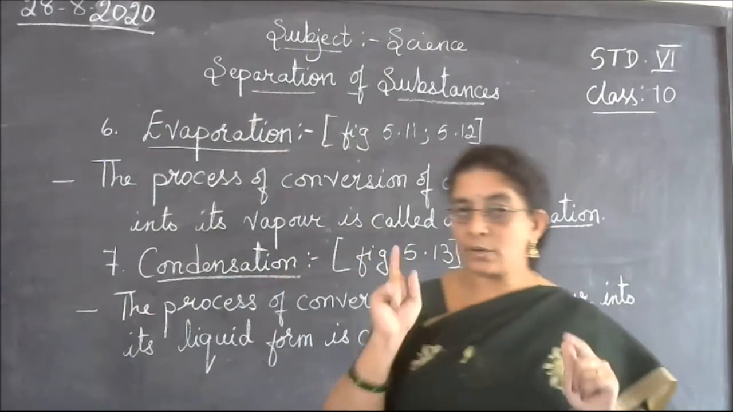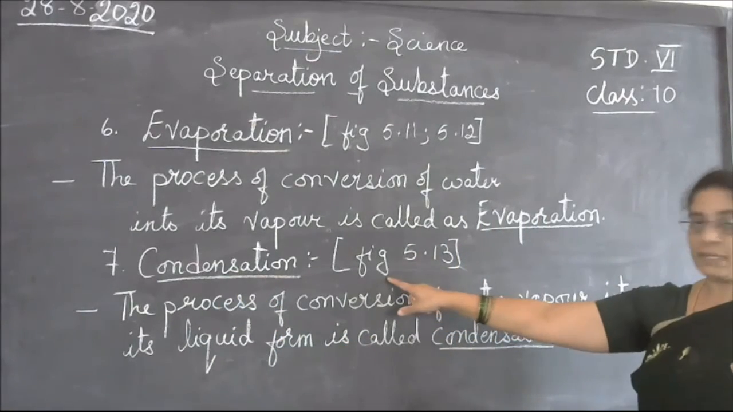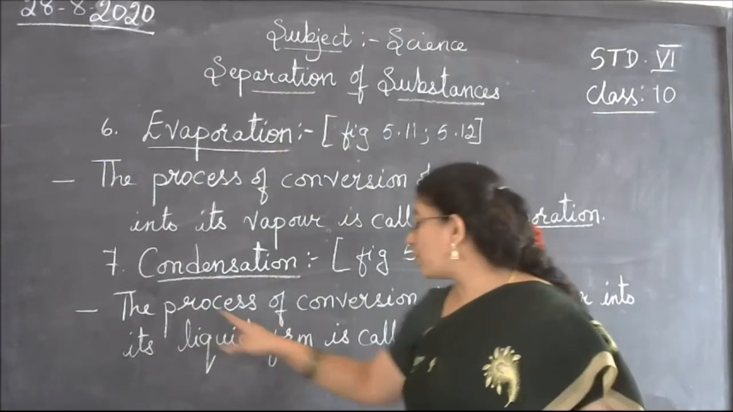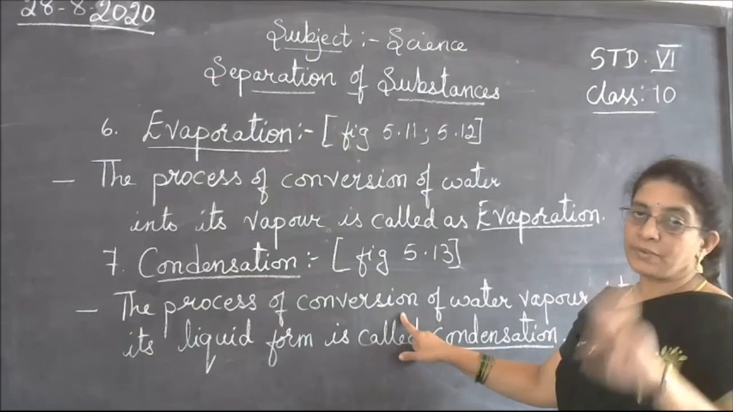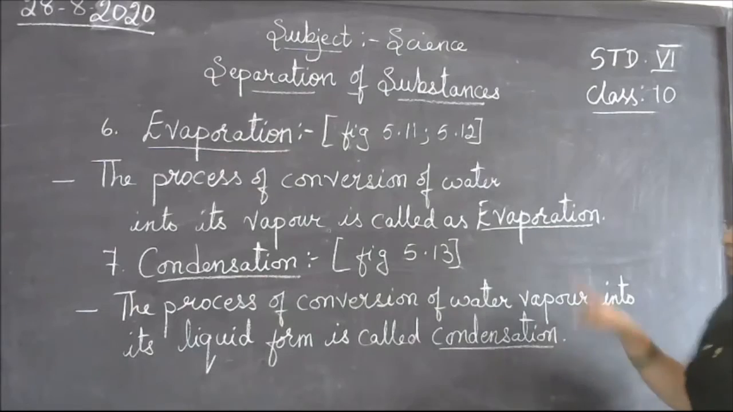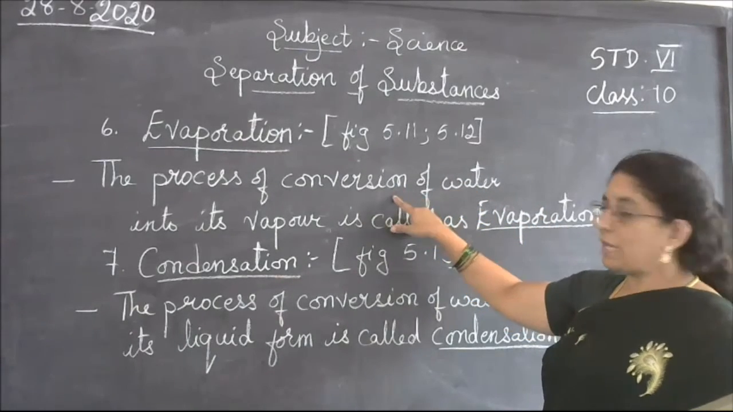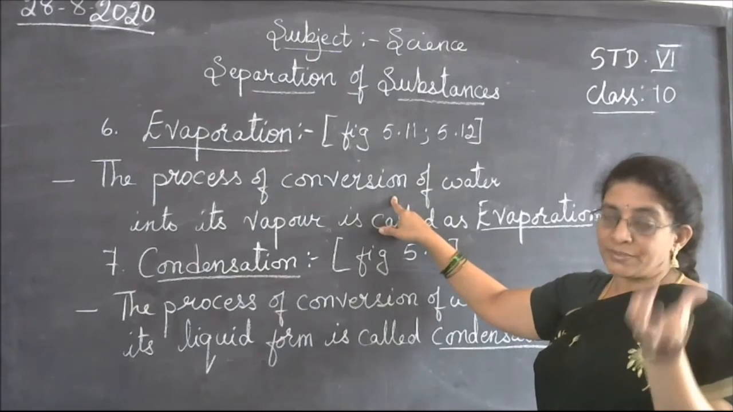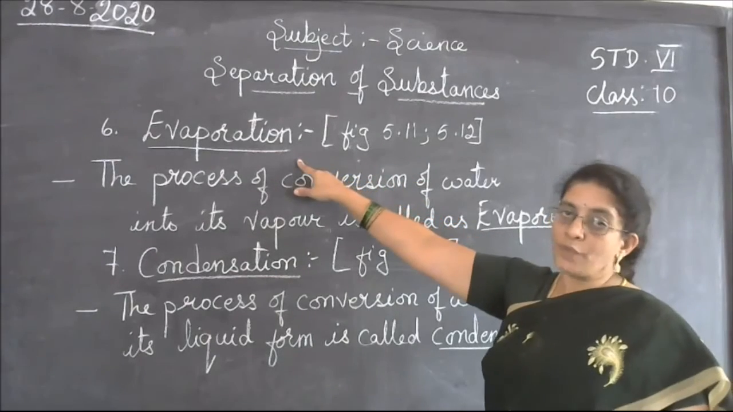Okay, so now the next method is condensation. For that refer to figure 5.13. The process of conversion is again changing from one form to the other form of water vapor. So here it is the water vapor. In evaporation, the water vapor which is coming out in the form of steam is called water vapor, and that is in the form of evaporation.